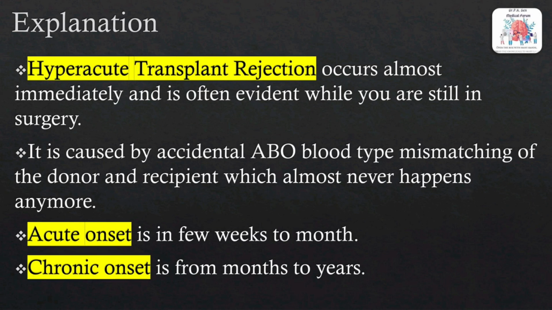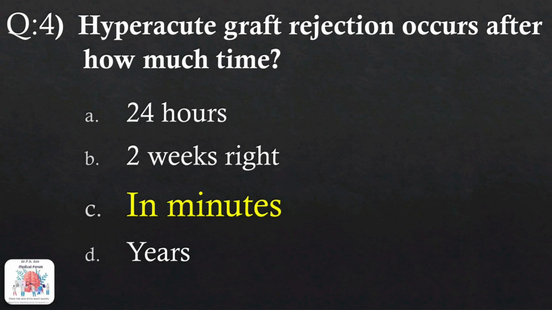Hyperacute transplant rejection occurs almost immediately and is often evident while you are still in surgery. It is usually caused by accidental ABO blood type mismatching of the donor and the recipient, which almost never happens anymore because of the extensive screening processes. Other types of rejections include acute onset and chronic onset. Acute onset occurs within a few weeks to months, and chronic onset takes from months to years. So, you now know that hyperacute graft rejection occurs within minutes.